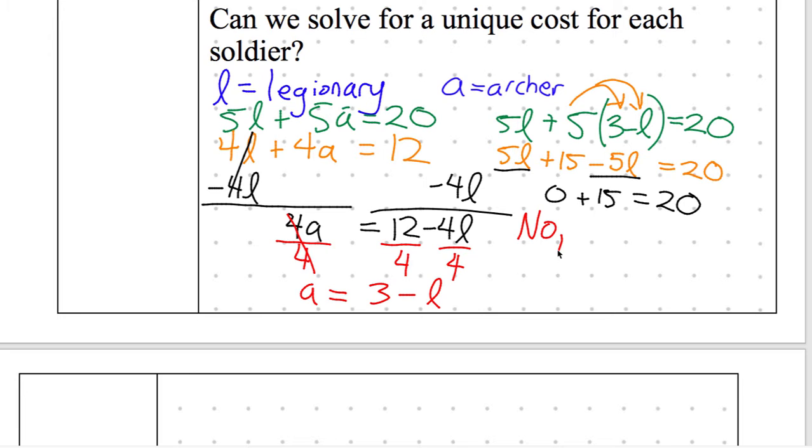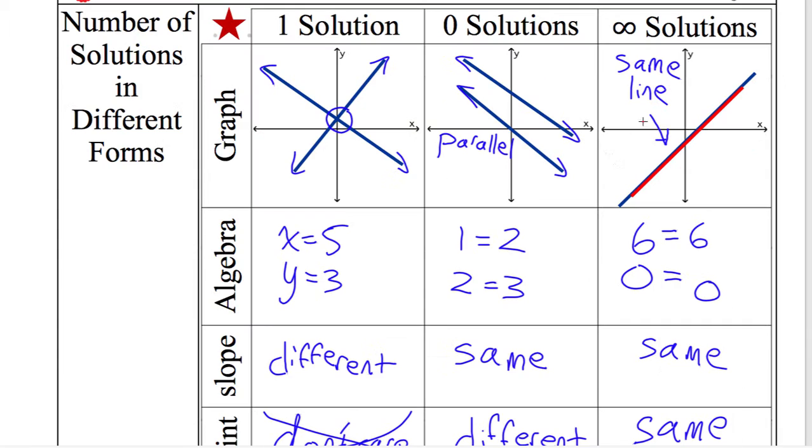Let's go back again to our notes from 9-7. Which thing do we get? Do we get some variable equal to a number? No. Do we get some number equal to a different number? Some number equal to the same number? Yeah, exactly. We were right here. So 0 solutions. There are no solutions here.